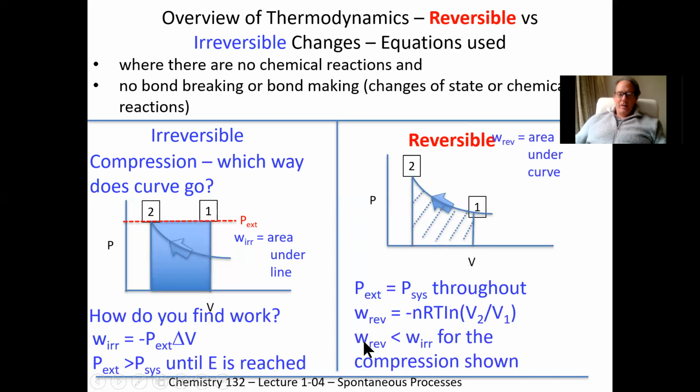And keep in mind, the work for a reversible change is always less than the work for an irreversible change. Because like I mentioned, if the external pressure is much greater than the system pressure, you're going to have wasted energy. You're using energy that wasn't needed. The difference in those two is the energy that was saved if you happen to reversibly cause a gas to, in this case, go from a larger volume to a smaller volume, so it's being compressed.